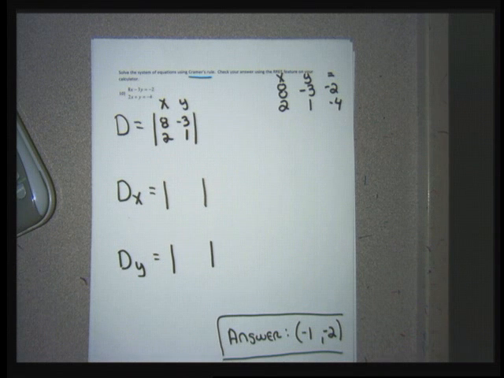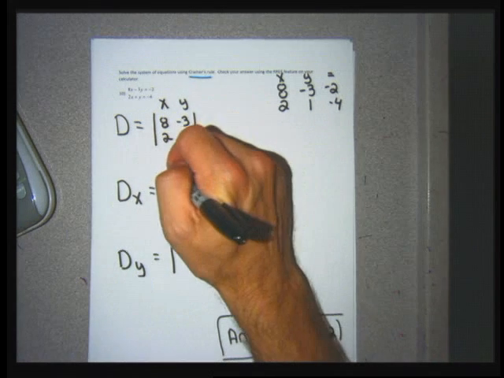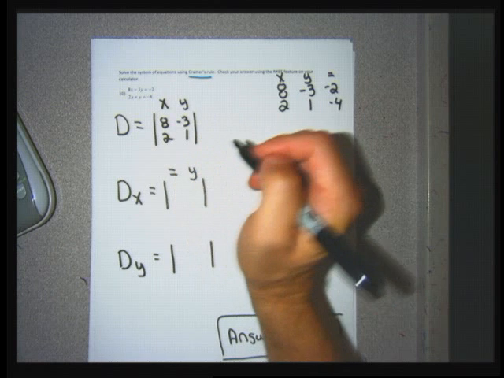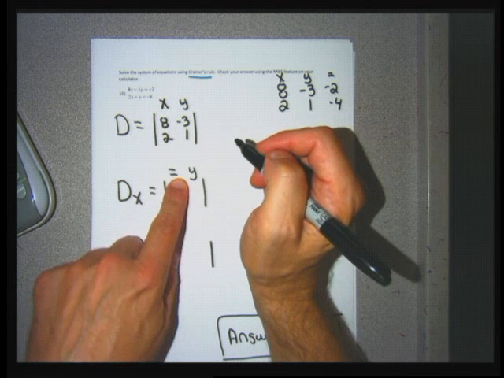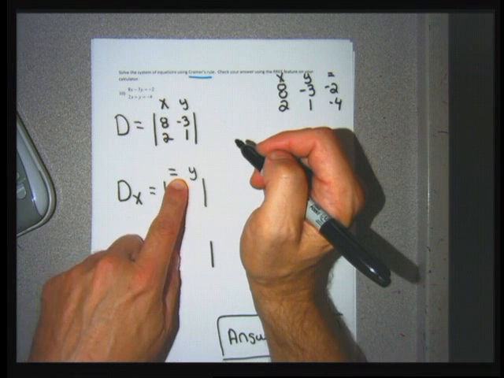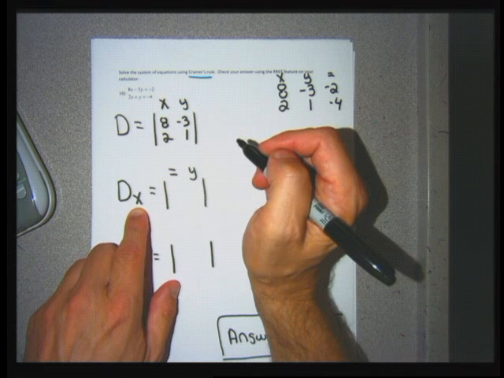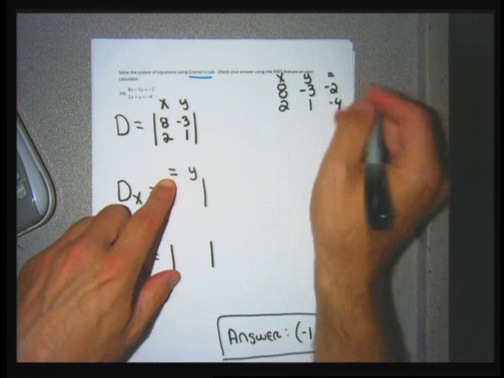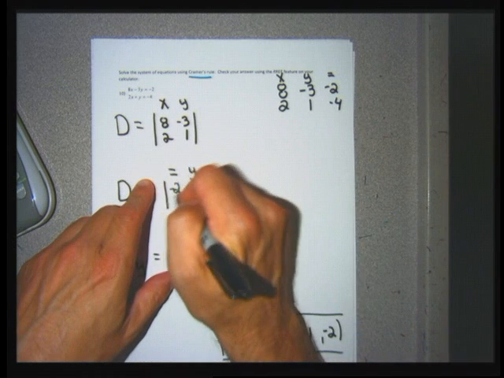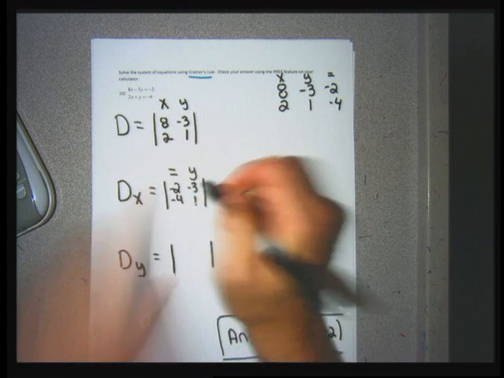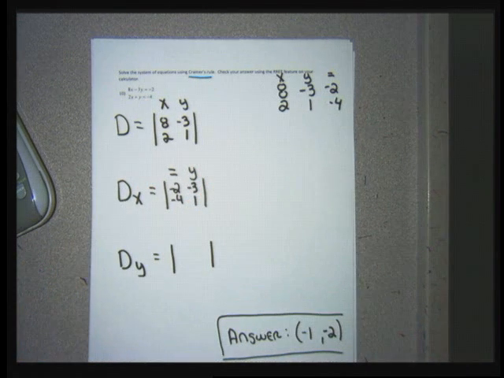But before I do, I'm going to set up the other 2 determinants. The next determinant, D sub x, the first column it has is the equals column. The second column it has is the y column. I'm changing the x to the equals column is essentially what I'm doing. And that tells me the column that needs to change. The x needs to change to the equals column. So the equals column is -2, -4. The y column is -3, +1.